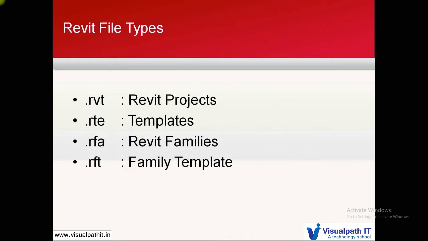Now, when we talk about the Revit file types, there are 4 file types which Revit supports. Like any software, if you say Excel, you save it in .xls. In AutoCAD, the files are saved as .dwg. Here, the files are saved in 4 formats. So here we don't say file, here we say projects. So your Revit files will be stored as .rvt, Revit projects.